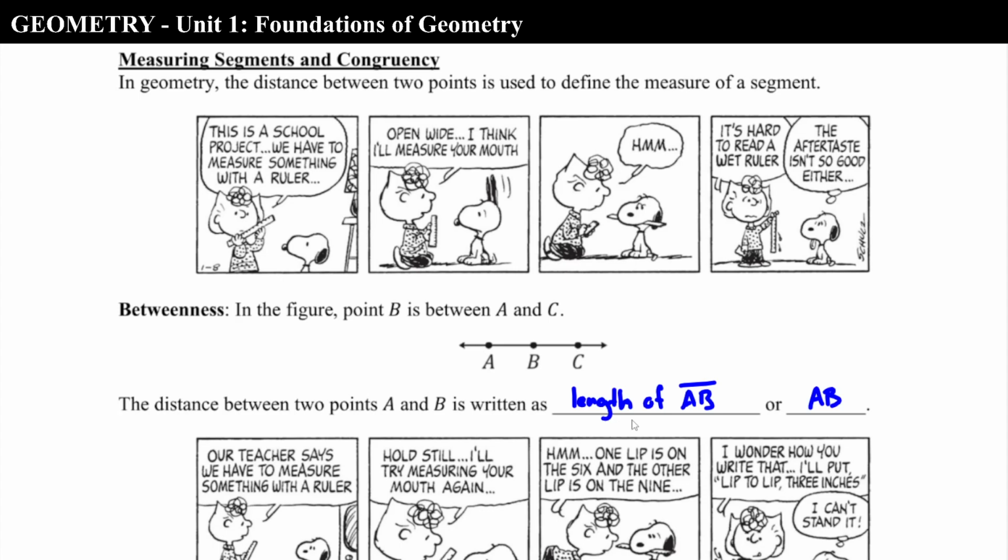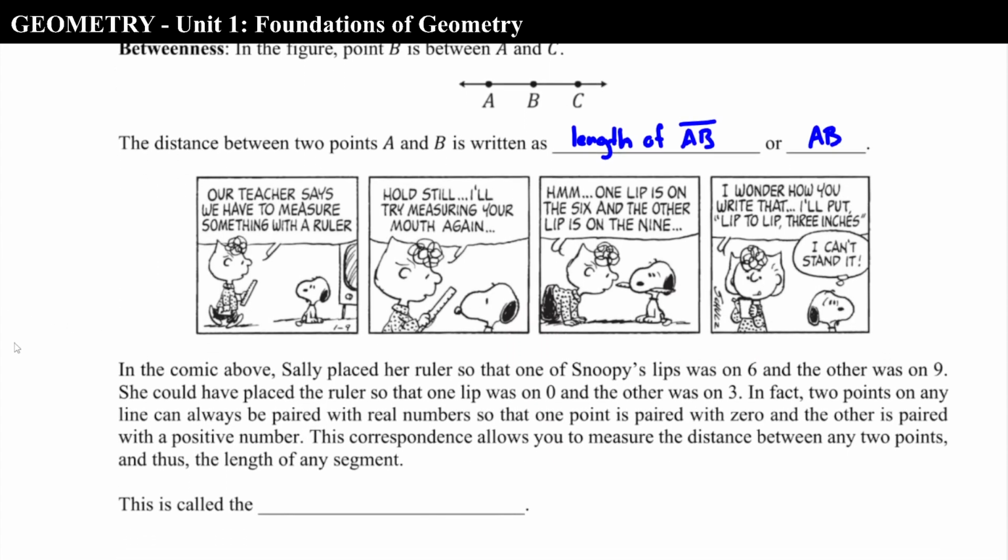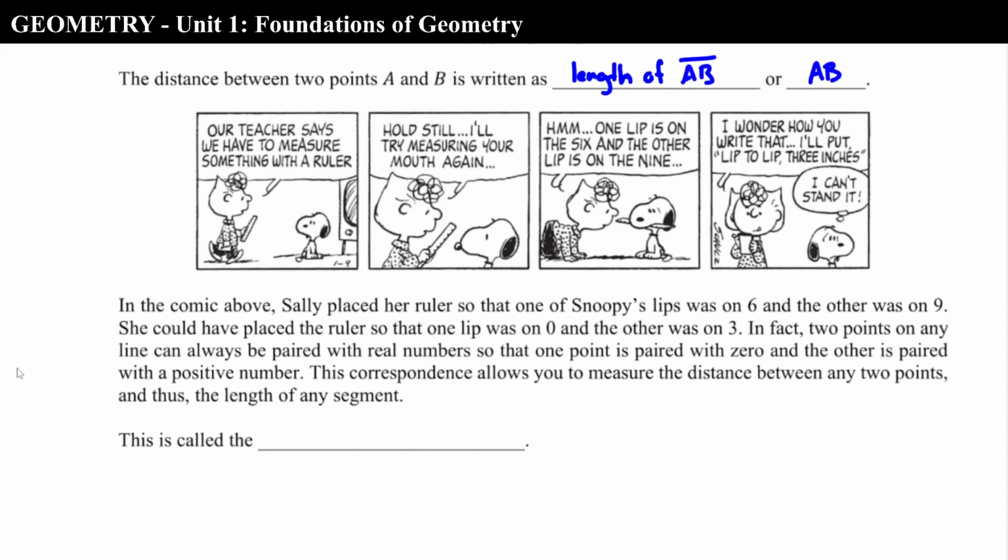So let's come back down here to the next day of the comic, where Sally is continuing to work on her school project. So she's going to try measuring Snoopy's mouth again. She puts it in Snoopy's mouth and reads that one lip is on the 6 and the other lip is on the 9. So lip to lip, that's 3 inches. Well, how did Sally come to that conclusion?